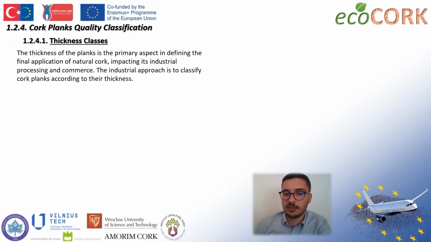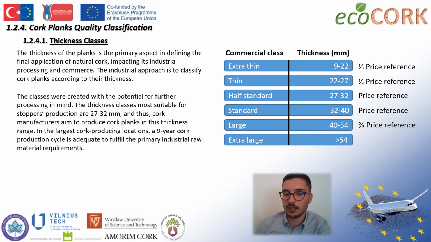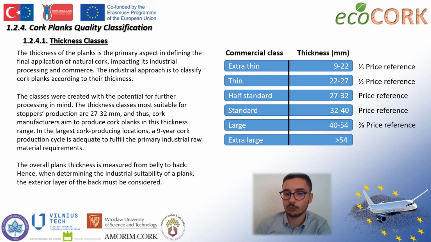The thickness of the planks is the main factor that determines the final use of natural cork, which affects how it is processed and sold in industry. The industrial method is to group cork planks by how thick they are. The classes were made with the idea that they could be used for further processing. The best thickness range for making cork stoppers is between 27 and 32 millimeters, so cork manufacturers try to make cork planks in this range.